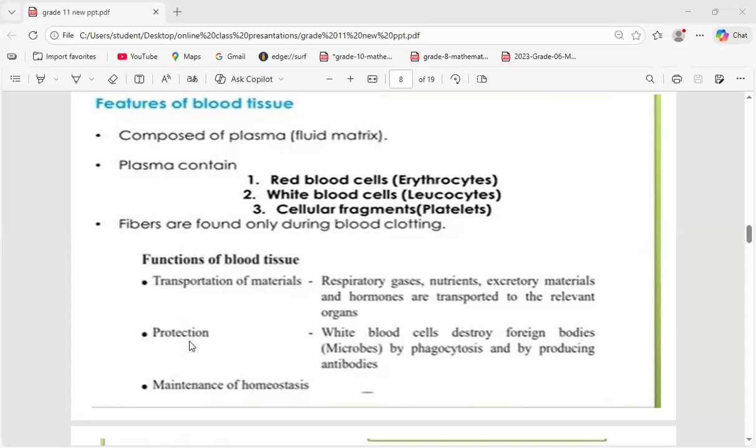And the next function is protection, right? So white blood cell is there, WBC, right? It destroys foreign bodies, pathogens, and by producing antibiotics.